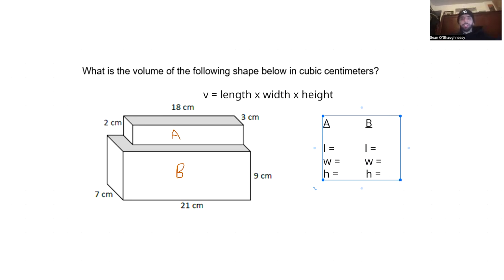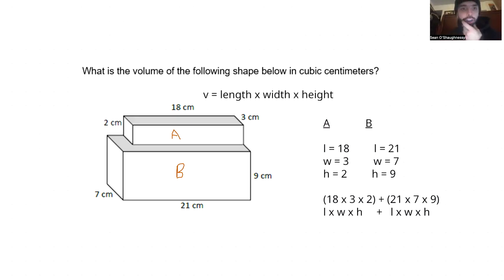And from here, you're going to write out an equation like this. 18 times 3 times 2. That's length times width times height of A. Plus 21 times 7 times 9. Because that is the length times width times height of B. So you get the volume of each, and then you add them together. You should be able to solve this part on your own. Try your best. Any questions, feel free to call me.